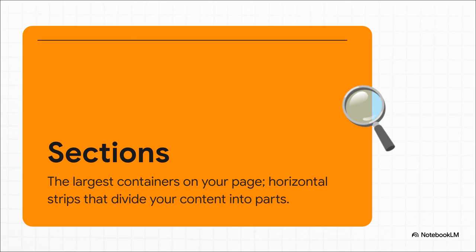The easiest way to think about these is like the big rooms of your web page. You'll have that big welcome section at the top, right? Then maybe an About Us section below that, a Services section, you get the idea. They're the biggest containers on the page, the main horizontal strips that create the flow of your story.